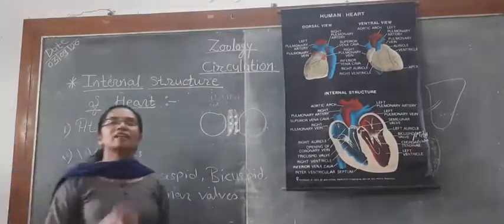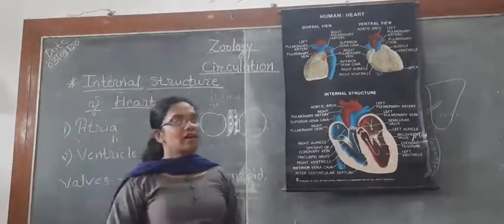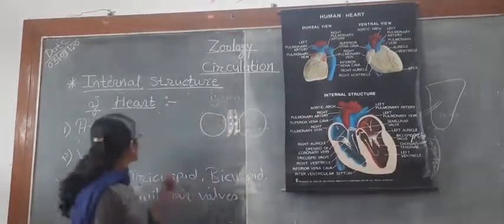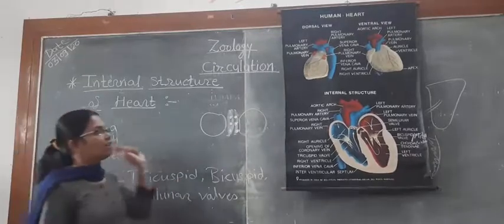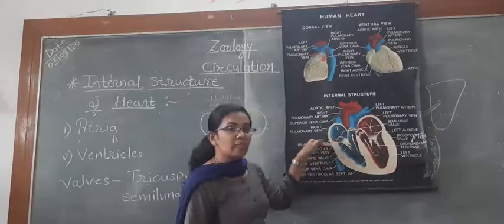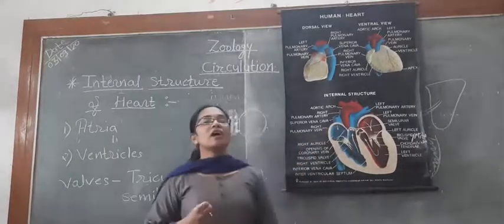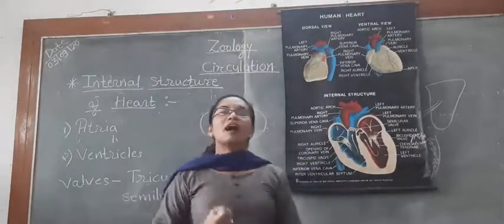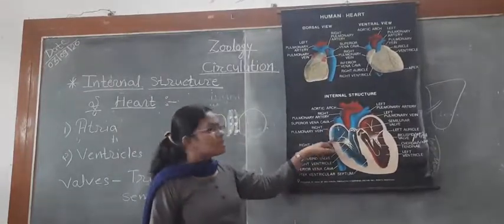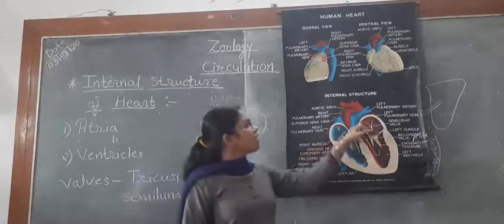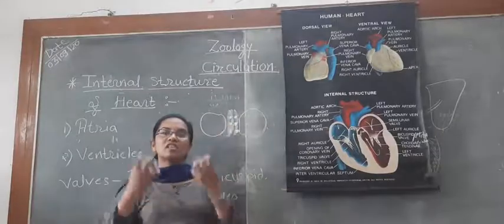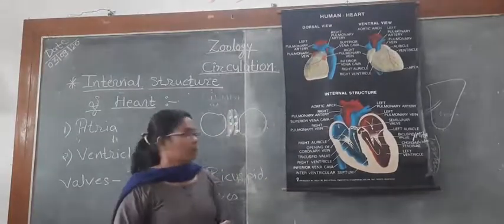So internally the heart is four chambered: these two auricles and these two ventricles. The auricles or atria are two in number. They are placed superiorly. These are thin walled blood receiving chambers. Why are they called blood receiving chambers? Because the right atrium receives deoxygenated blood and the left atrium receives oxygenated blood. So both the auricles just collect the blood from the body.